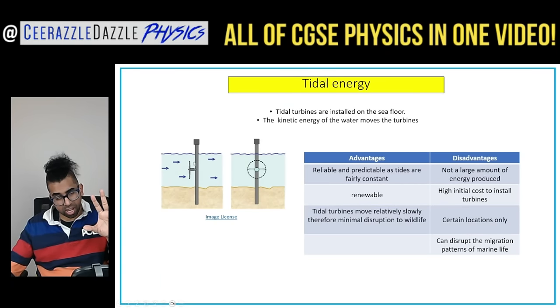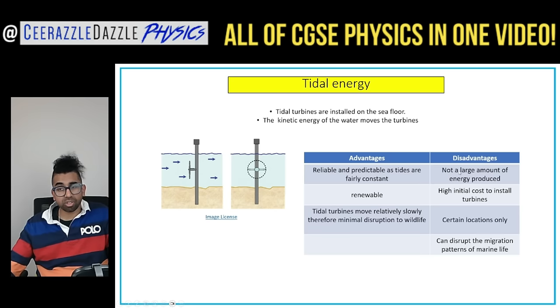So this one, you have the turbine placed in the water right now. So this is the turbine placed on the seafloor. Advantages: it's reliable and predictable as tides are fairly constant. It's renewable. The tidal turbines move relatively slowly, therefore minimal disruption to wildlife.